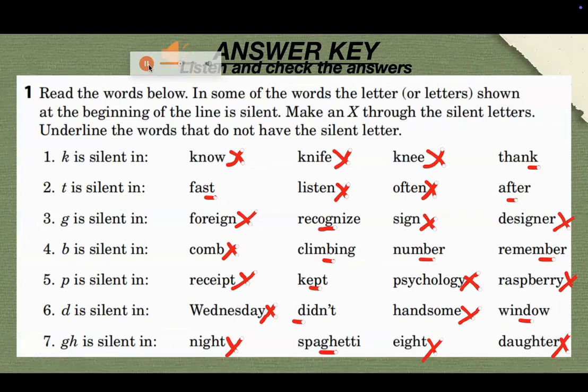Receipt, kept, psychology, raspberry. Okay, so we can see that p is silent in the words receipt, psychology, raspberry. However, it is not silent in the word kept.